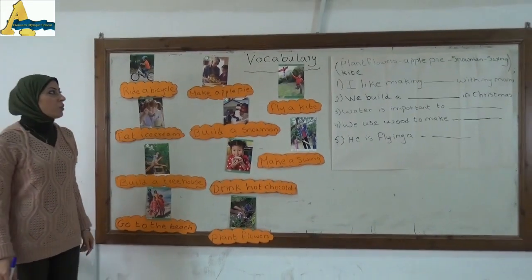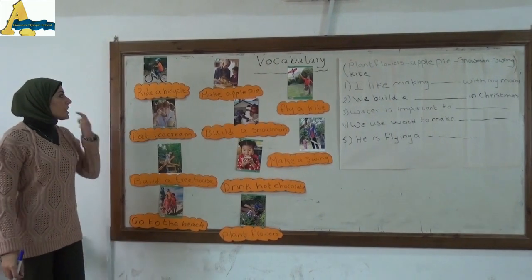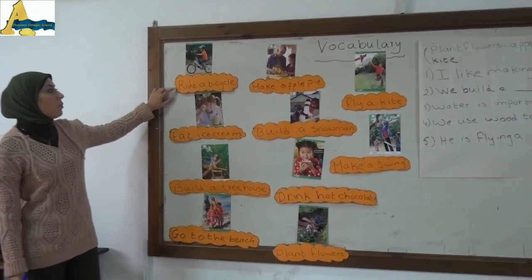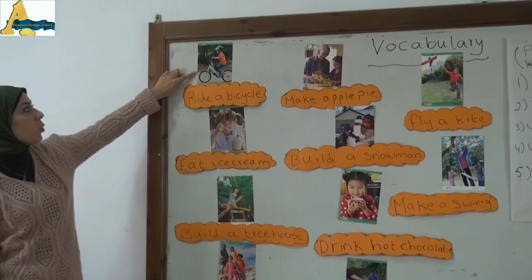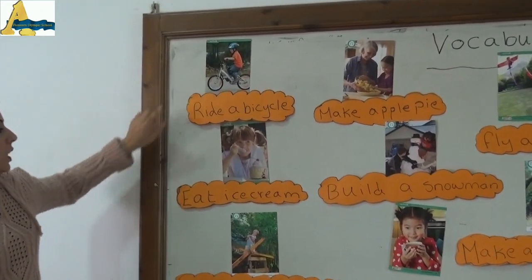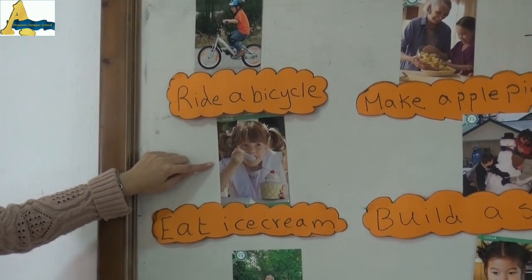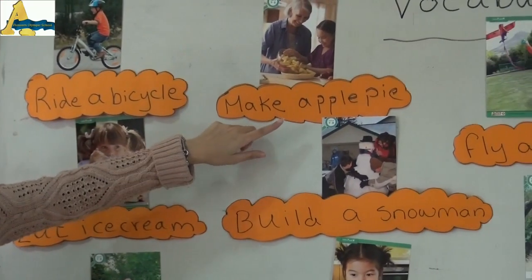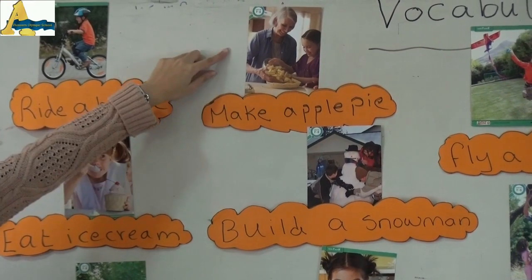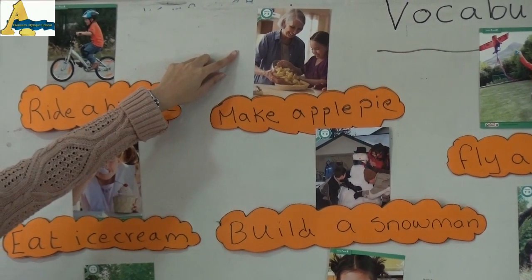Good morning. Today we are going to take a new vocab lesson. Let's see. Ride a bicycle. Look at the picture here. The boy is riding a bicycle. Eat ice cream. Here the girl is eating an ice cream. Make apple pie. Look at here, grandma. She is making an apple pie.